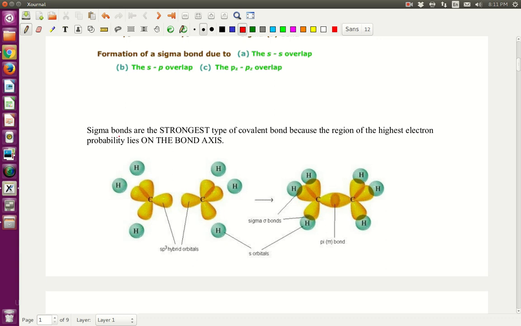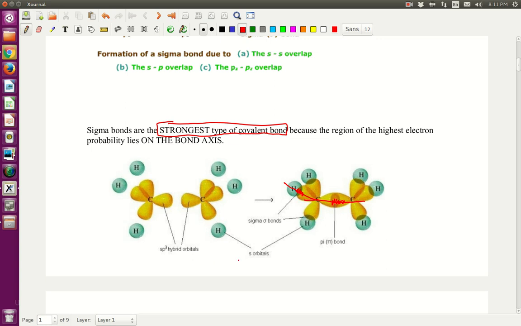Sigma bonds are the strongest type of covalent bond because the region of highest electron density probability lies on the bond axis. They always have these fancy words, but all it means is put these 2 atoms together, and there's the axis. You could draw a straight line between the 2 atoms, and the electrons are right in the middle on that straight line in between those atoms. That's the bond axis. So here I can draw a straight line between these 2 atoms, and the electrons are right on that straight line, the bond axis, making it a very strong bond.